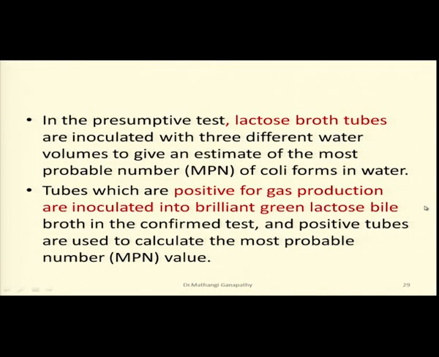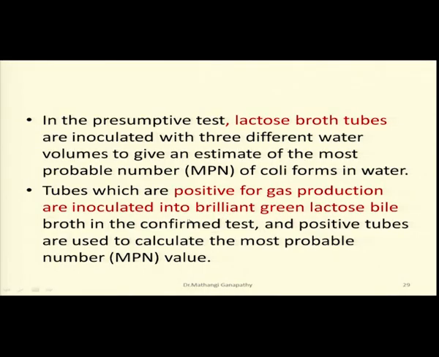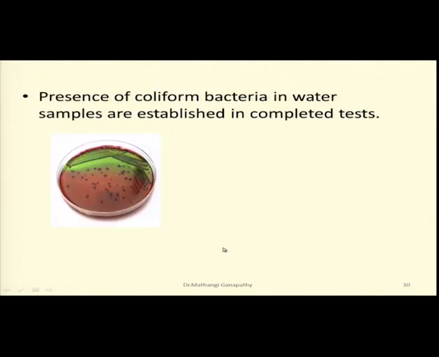So, the tubes which are positive for gas production are now inoculated into brilliant green lactose bile broth in the confirmed test. So, what happens when you inoculate the tube with water sample, you incubate it, then you see what you call gas bubbles. So, you isolate those tubes with the gas bubbles, and then those are the samples which are going to be taken and inoculated into the brilliant green lactose bile broth. If you still have a color change here, this is a confirmed test, and then positive tubes are used to calculate the MPN value.